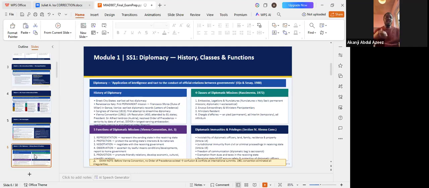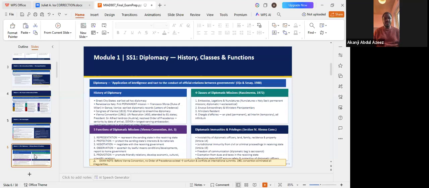You talk about negotiating with another country in order to get support and alliances from them. Observation and reporting: all our embassies in other countries also observe and report the scenario happening in the country they are in, and report back home. Also protection of citizens abroad. They protect the lives of Nigerians abroad. And also promotion of friendly relations with another country.